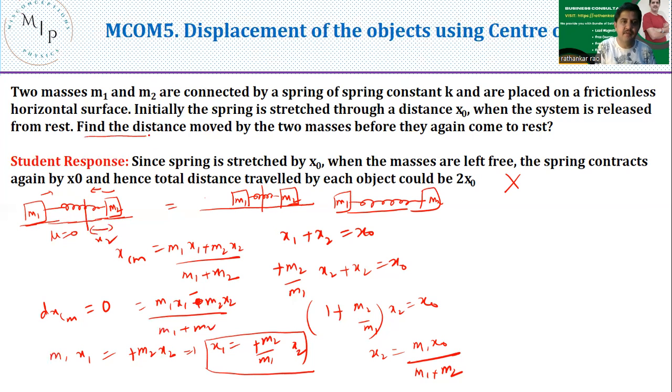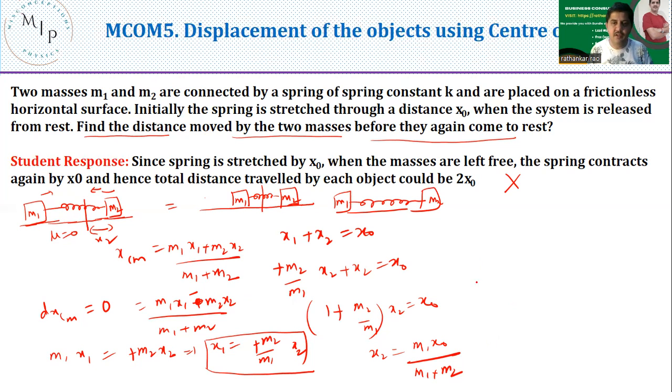So what is the question asked? Find the distance moved by the two masses before they again come to rest. Before they again come to rest, which means what? Initially they were at rest. The moment you left it, it got compressed like this, and once again, it went back to the rest position. So the total distance traveled by m2 is: it started from here, went all the way along the mean position, and once again came back to the same position.